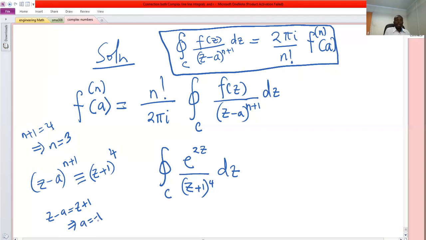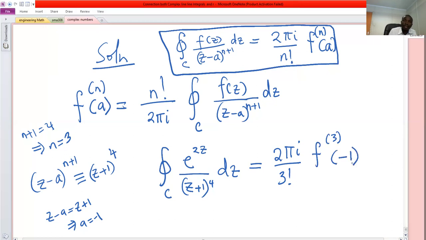And relate z minus a to z plus 1, it tells you that a is minus 1. So that our a in this formula is minus 1, and n will be 3. So that we say this is the same as 2 pi I divided by 3 factorial, then the third derivative of the function at negative 1 for the value of n.